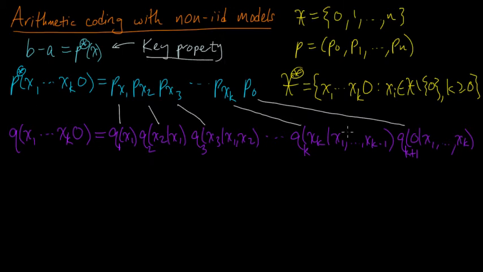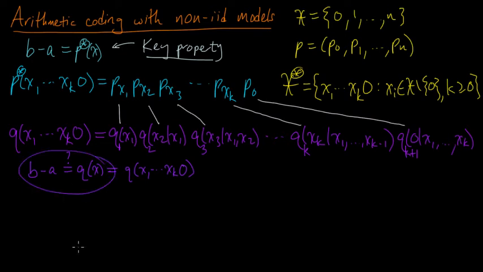So can we get an analogous property for this new distribution, this interesting and maybe better distribution for whatever problem we happen to be using? The analogous thing would of course be that we would like to get b minus a equal to this q of x, where I'm using x for this thing right here. So q of x, in other words, q of x1 up to xk terminated by 0. Can we somehow adapt the algorithm so that we can get this property?